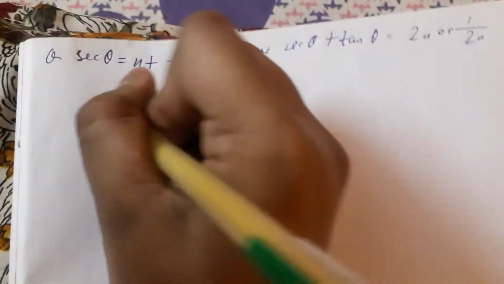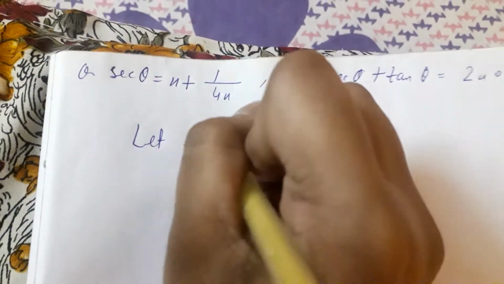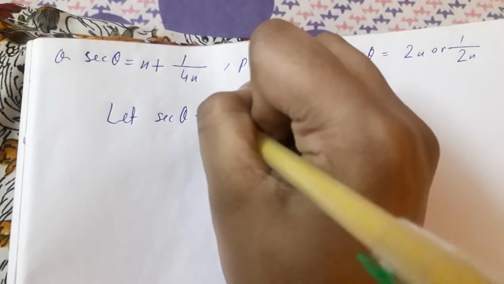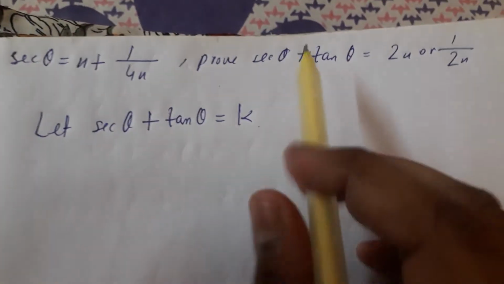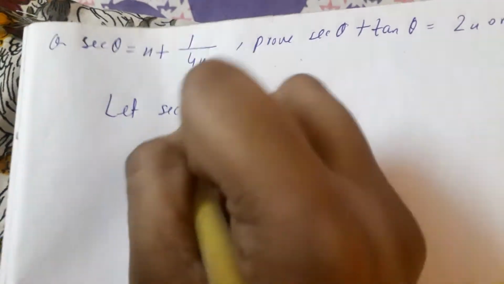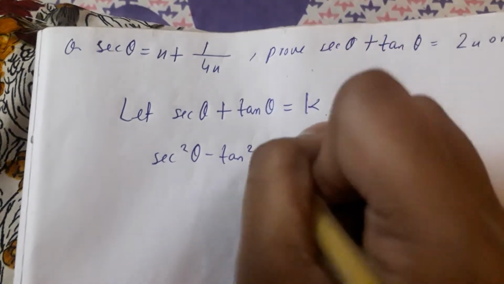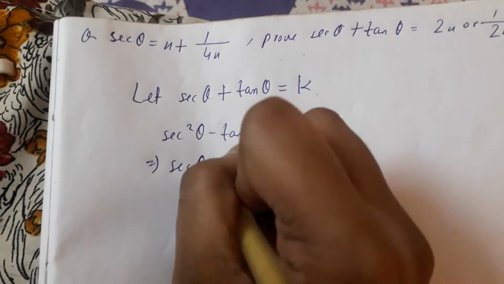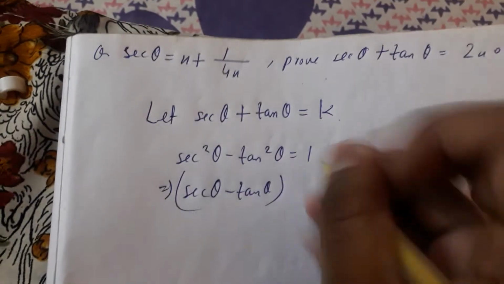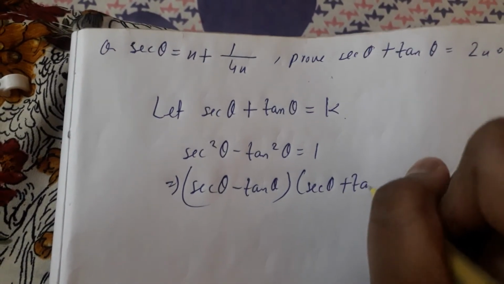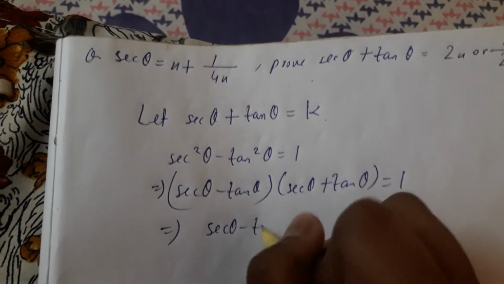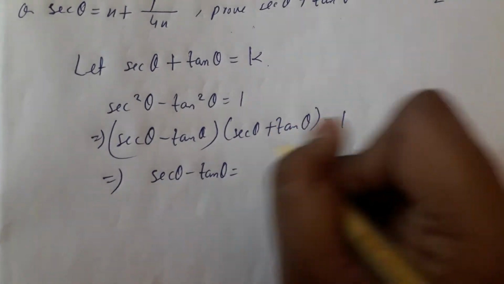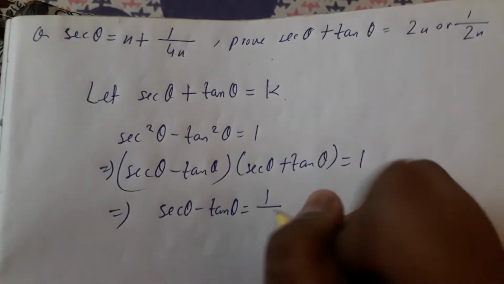Let sec theta plus tan theta is equals to k. I think we all know a formula, that is sec square theta minus tan square theta is equals to 1. That is sec theta minus tan theta into sec theta plus tan theta is equals to 1. So we can write sec theta minus tan theta is equals to 1 divided by sec theta plus tan theta, that is 1 divided by k.